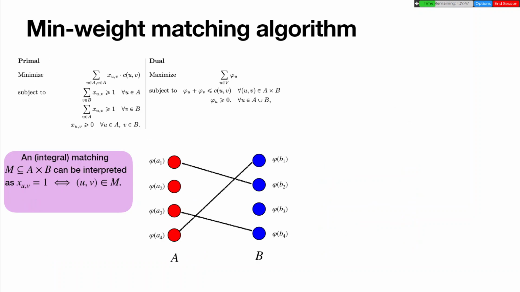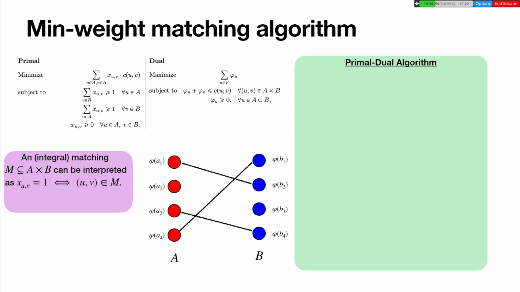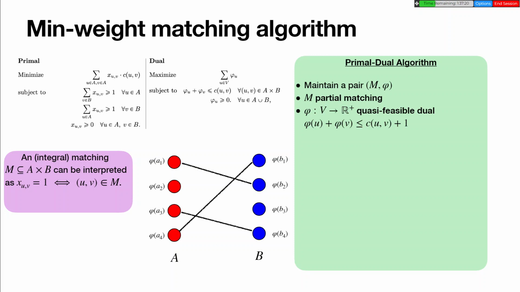So how do we solve this? How do we use this linear program to get a good algorithm for minimum cost perfect matching with outliers? We use this primal-dual schema. It works as follows. We maintain a pair (M, phi), where M is a matching and phi is a potential, so a primal-dual pair. M is a partial matching, so it is not a perfect matching. And phi is a quasi-feasible dual. It means it doesn't quite satisfy the dual constraint, but almost.